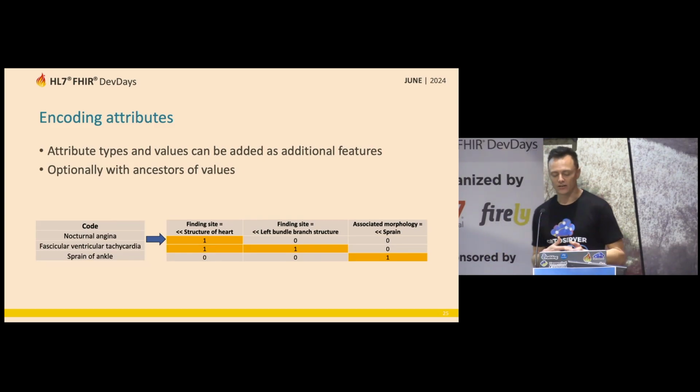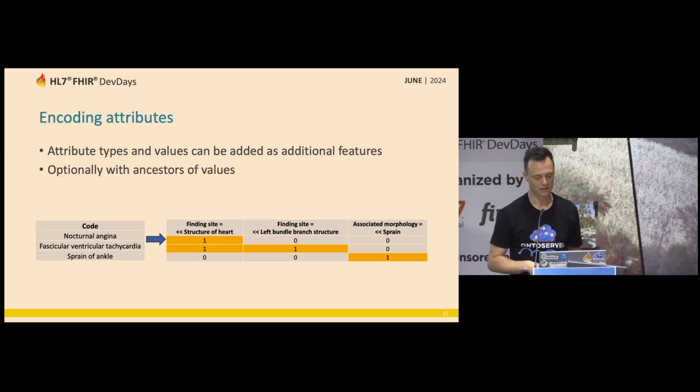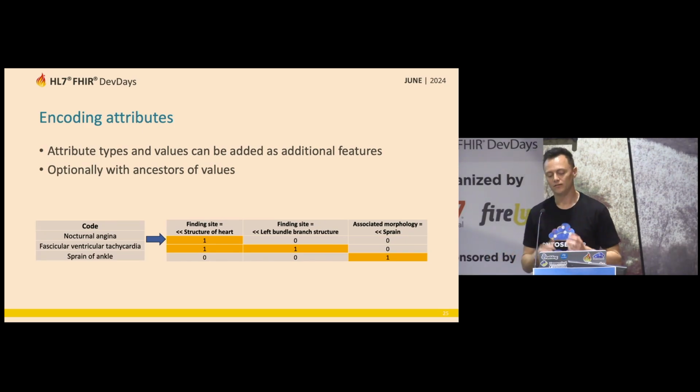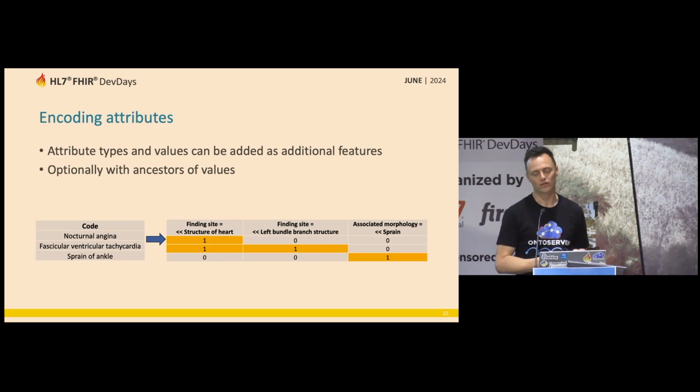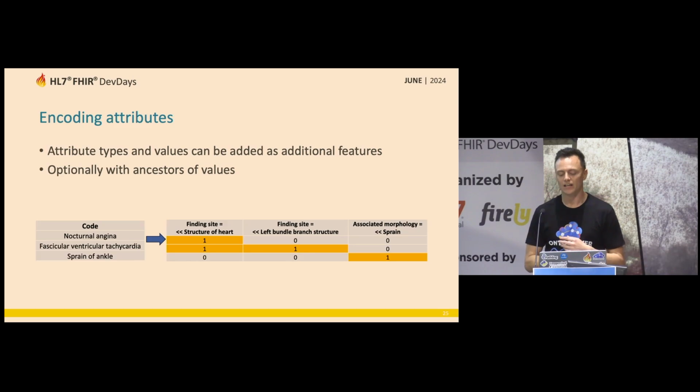Attributes and their values can also be encoded as features. Values of attributes can also have their own ancestor codes, which can be used to make associations with other codes that may not be directly related to them via subsumption. In this example, fascicular ventricular tachycardia has a finding site of left bundle branch structure. But because this is a structure of the heart, it also gets counted against this second feature that it shares with nocturnal angina.